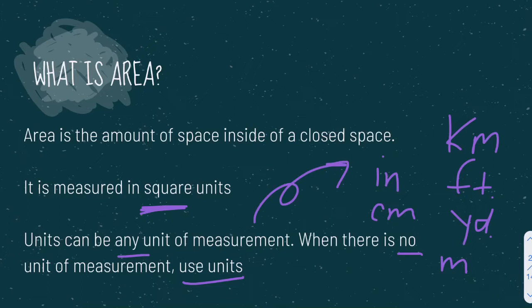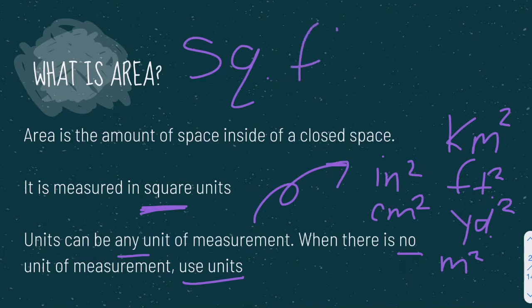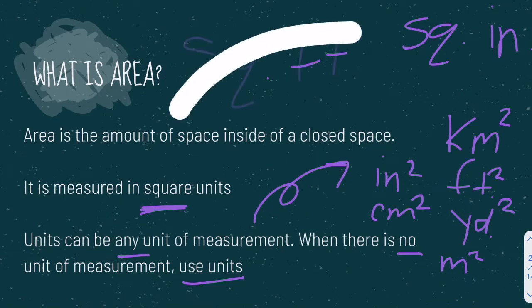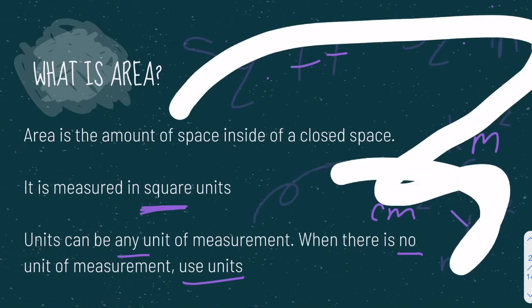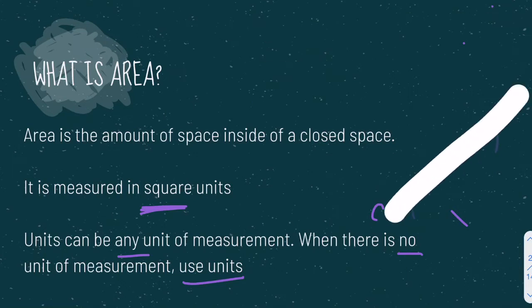So when we are squaring units, that means we're going to put this little squared symbol, this little 2, above whatever abbreviation. You can also write out squared, so squared feet, squared inches. You can write out the whole word square and put the word that's the unit of measurement. It doesn't matter as long as you're writing things in square units.